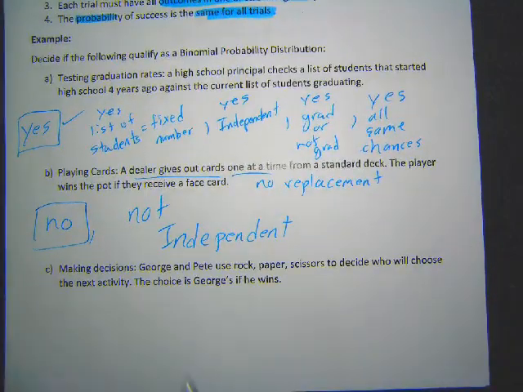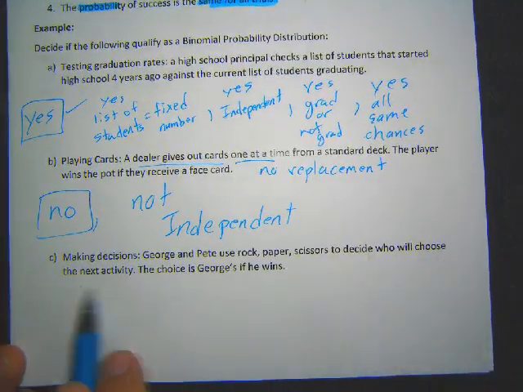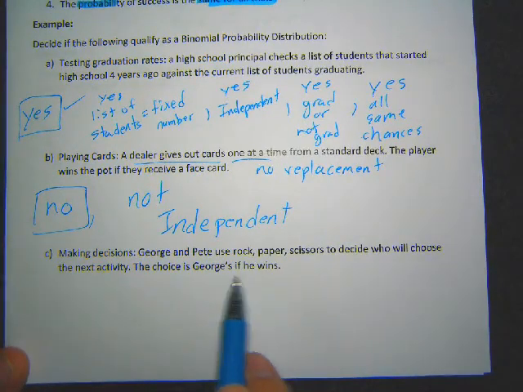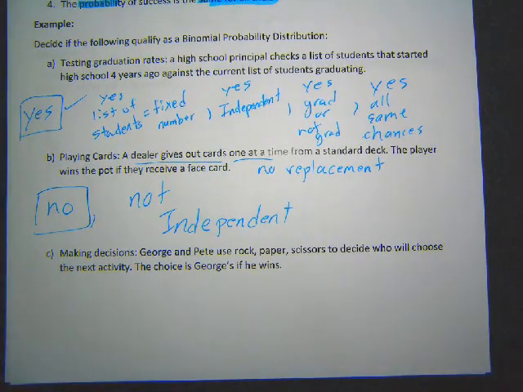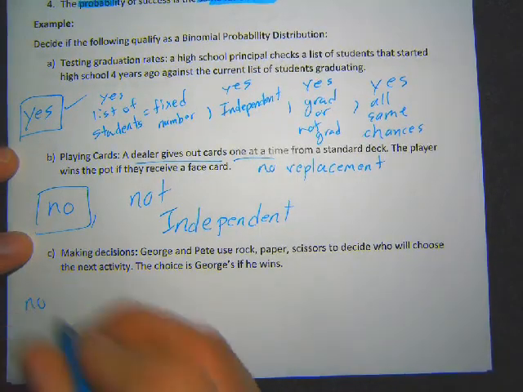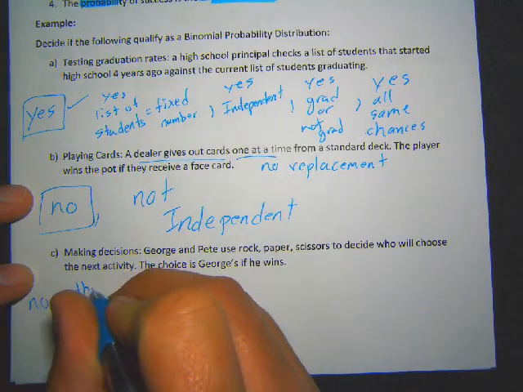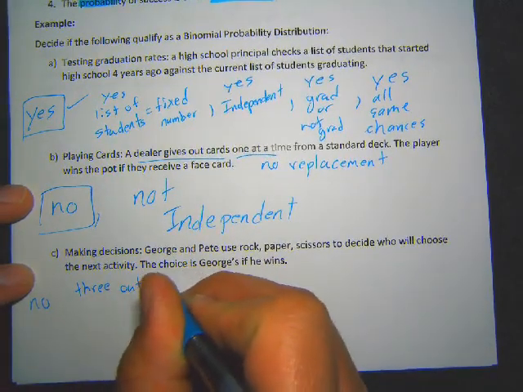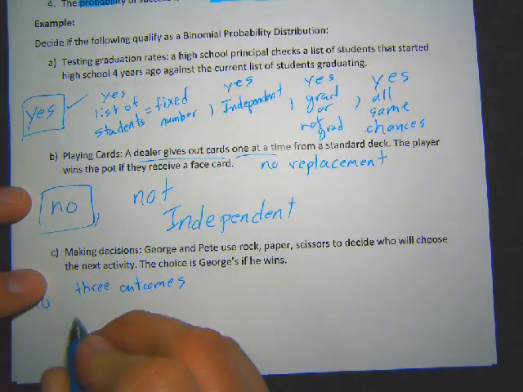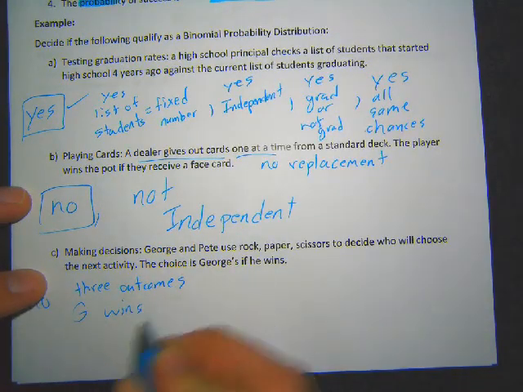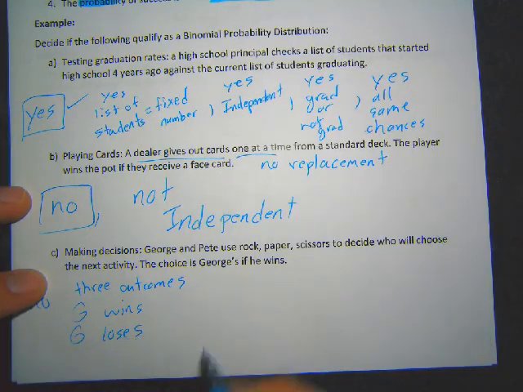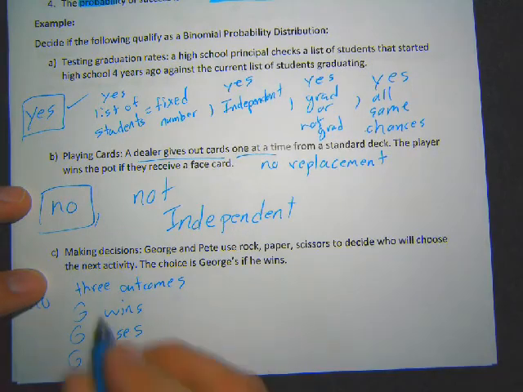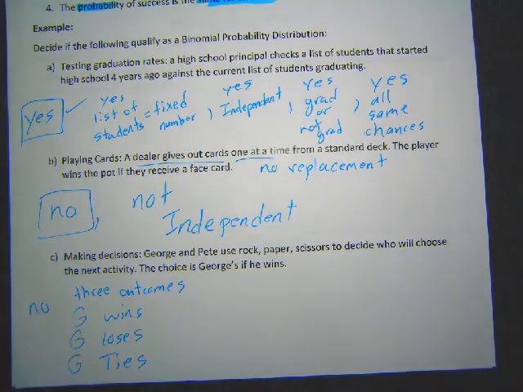Okay, making decisions. George and Pete use rock, paper, scissors to decide who will choose the next activity. Choice of George if he wins. So this one can kind of break it, and you can go yes or no. It depends on how you deal with it. You might say no if you think of three outcomes, because you could say the outcomes are George wins, George loses, but there's also, of course, rock, paper, scissors, you could have that he ties. So if you have three different options, then you'd say no. That's not binomial because binomial can only have two options.